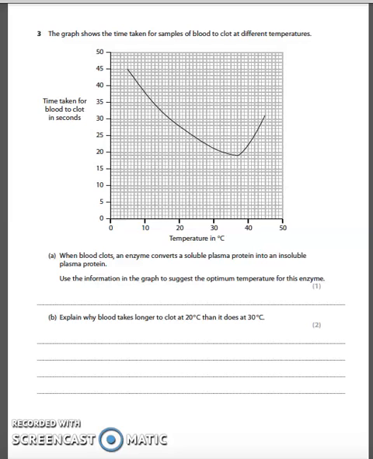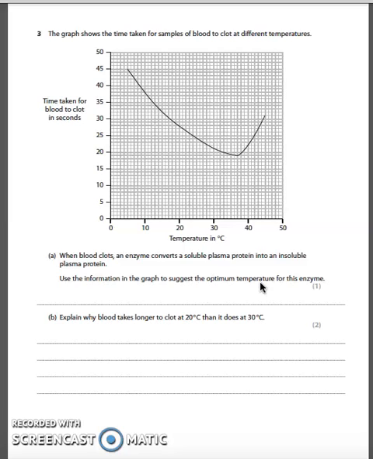You are given a graph. The graph shows the time taken for samples of blood to clot at different temperatures. This is the time taken for blood to clot in seconds, and this is the temperature. Question A. When blood clots, an enzyme converts a soluble plasma protein into an insoluble plasma protein. Use the information in the graph to suggest the optimum temperature for this enzyme. How would you detect the optimum temperature for the enzyme?